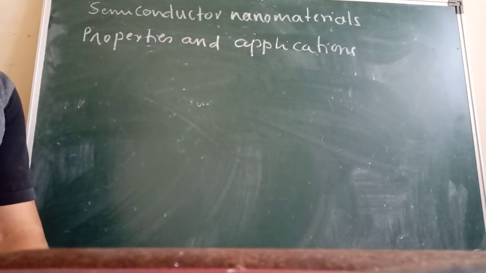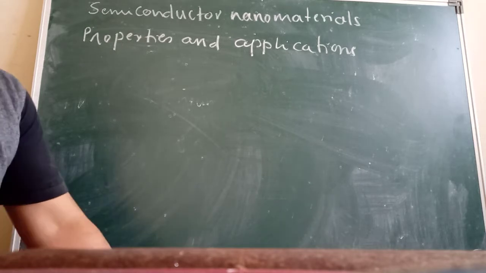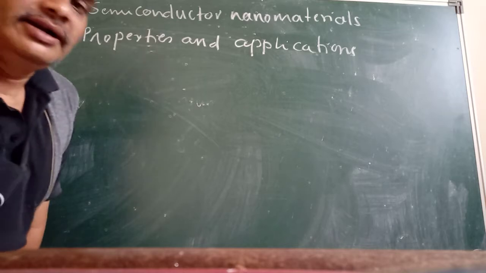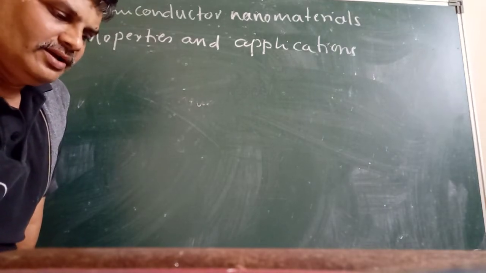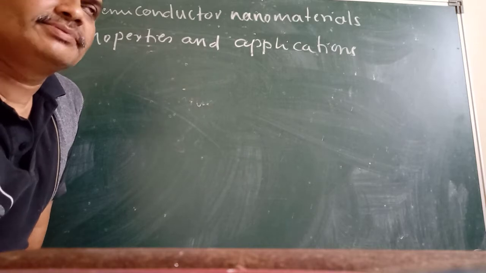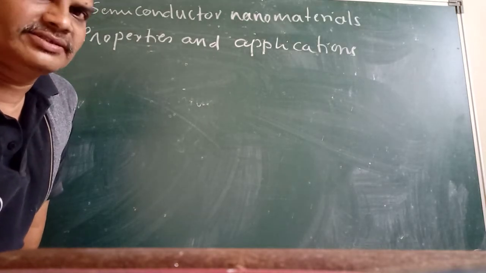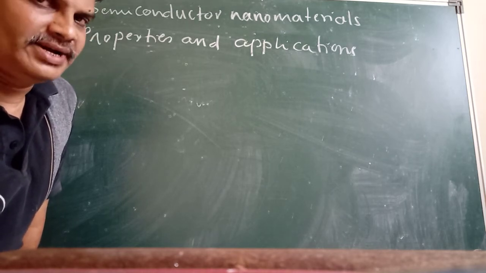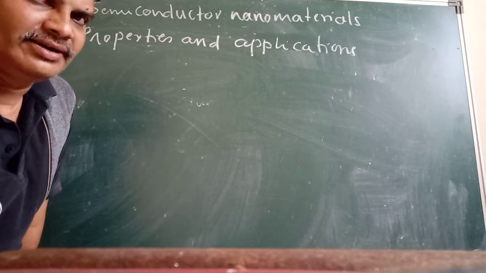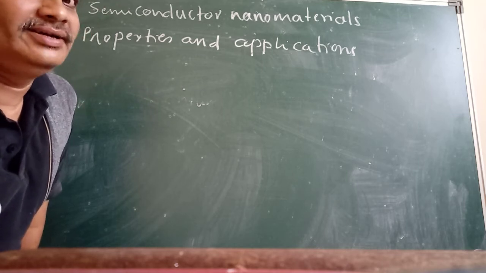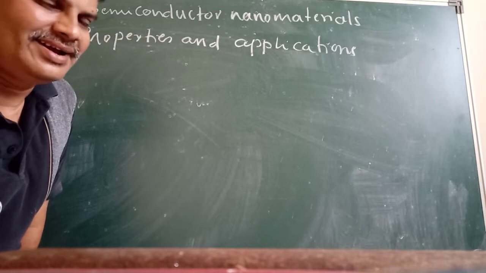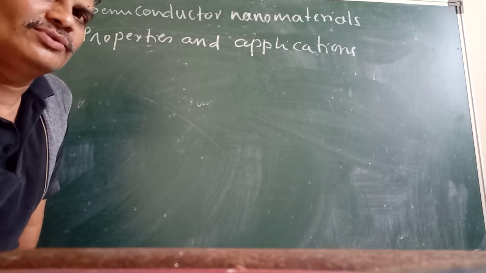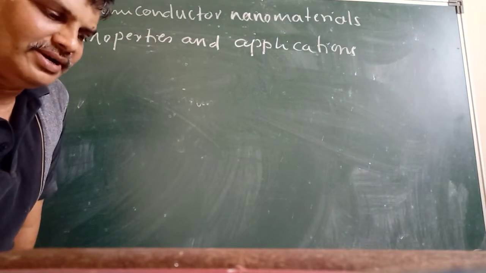So we understood there are indirect bandgap semiconductors and direct bandgap semiconductors. The indirect bandgap semiconductors are silicon and germanium, and many group 4 semiconductors are indirect bandgap. Normally silicon carbide, silicon is group 4, and also carbon in the form of diamond is group 4, so group 4 is also an indirect bandgap semiconductor.